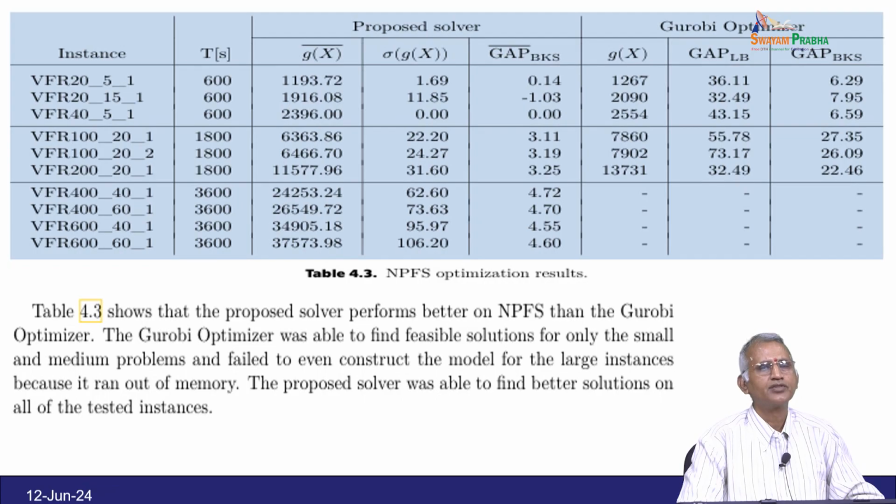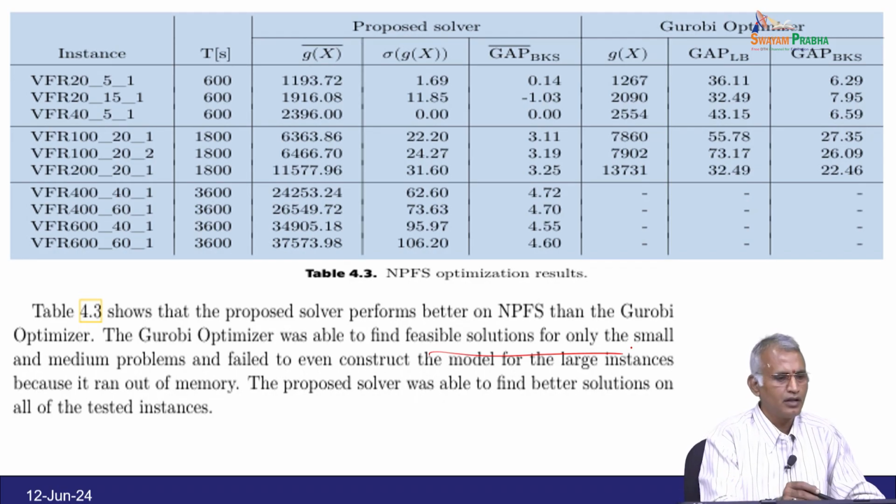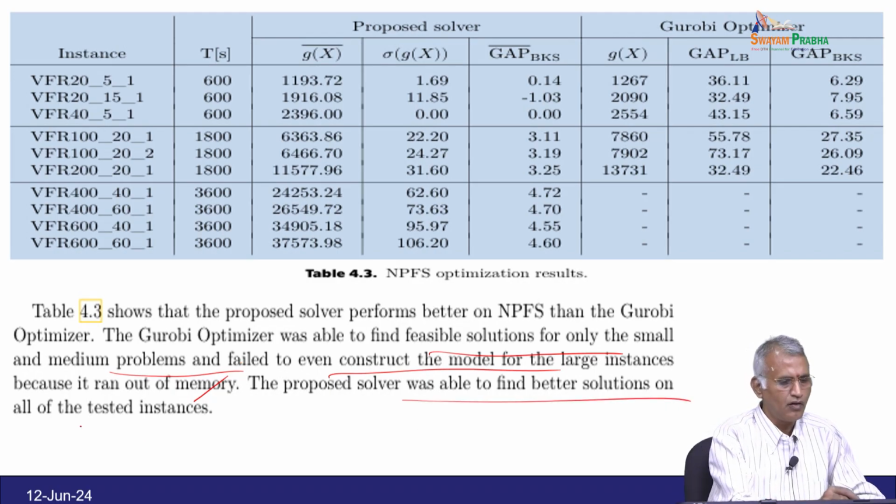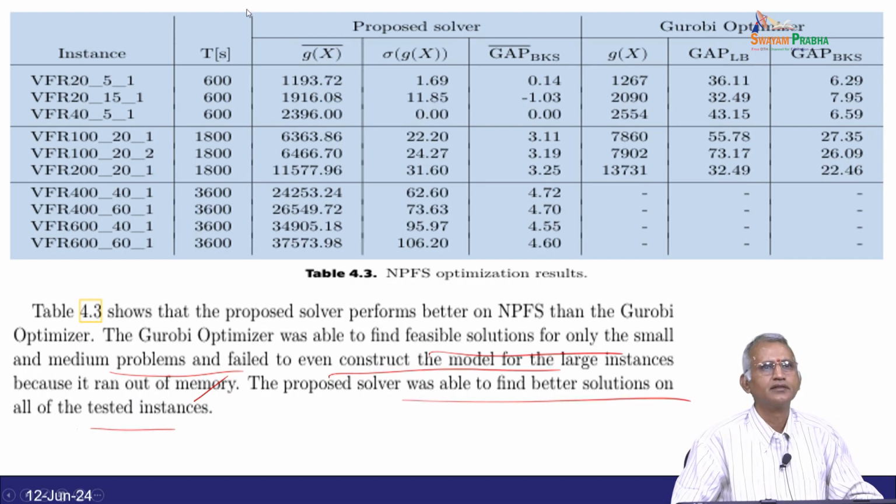So, this picture shows the NPFS optimization result for the solver, which performed better on NPFS than the Gurobi optimizer. The Gurobi optimizer was able to find a feasible solution for only the small and medium problems and failed to even construct the model for the large instances because it ran out of memory. So, the proposed solver was able to find a better solution on all the tested instances.